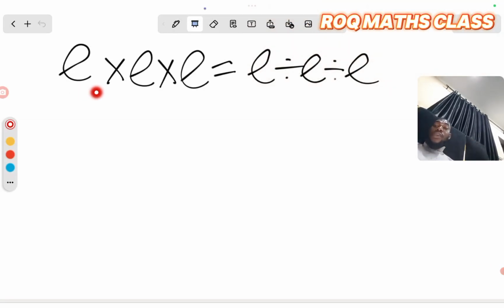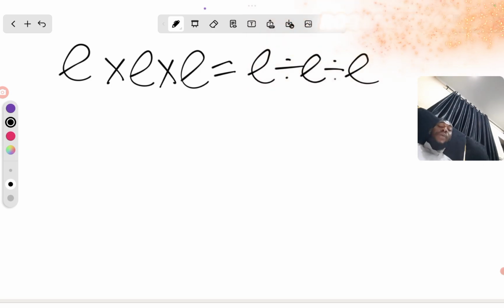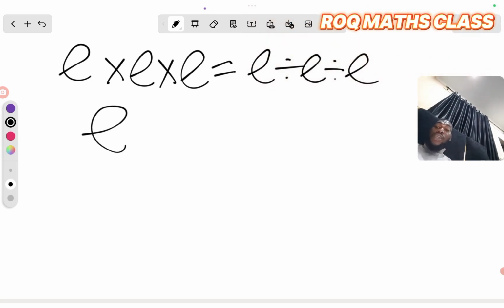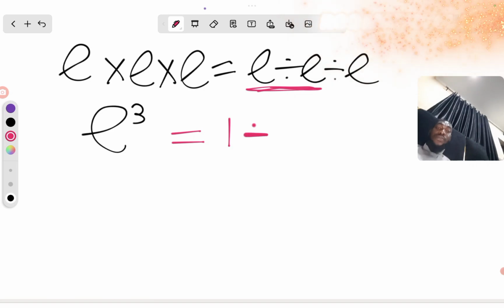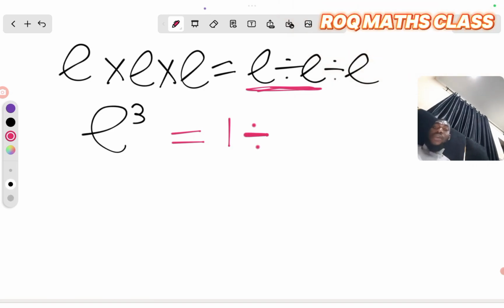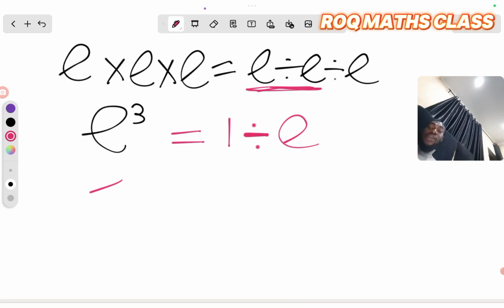We have e multiplied by e multiplied by e is equal to e divided by e divided by e. In that case, e multiplied by e multiplied by e is the same thing as what? e to the power of 3. Now let's take these two first. e divided by e is what? It is 1. So we have 1. Then we have our division sign. Then we have our e left. This is what we actually have. And this can be written as e to the power of 3 is the same thing as 1 over e.